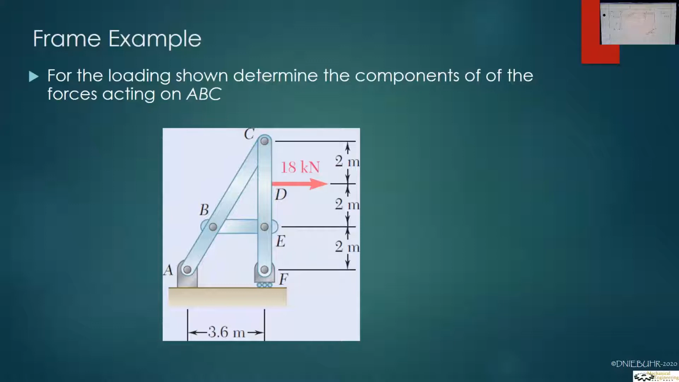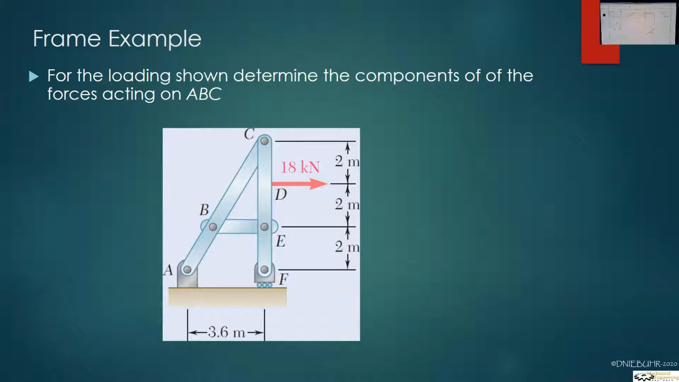Okay, let's look at a basic example. In this one, you have an A-shaped frame, and at A you have an X and Y reaction, and at F you only have a vertical reaction. And so the question asks us to find all the components of the forces at A, B, and C.